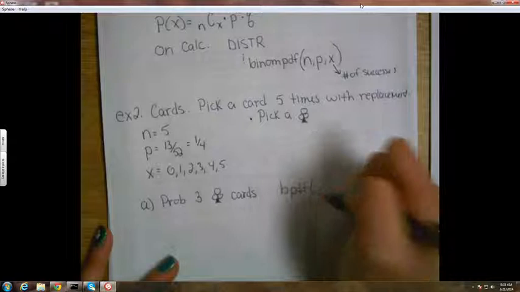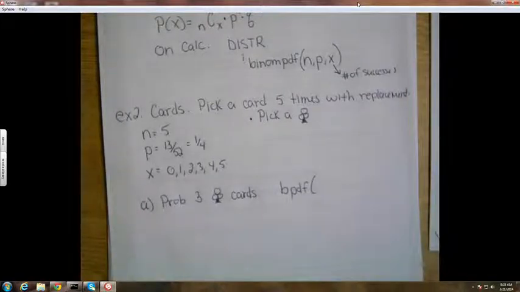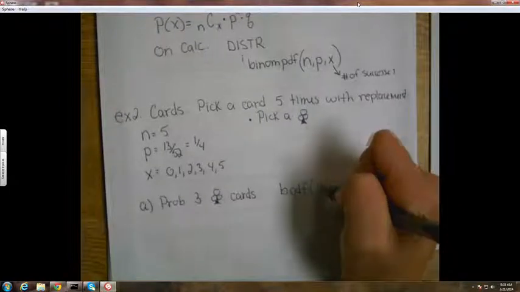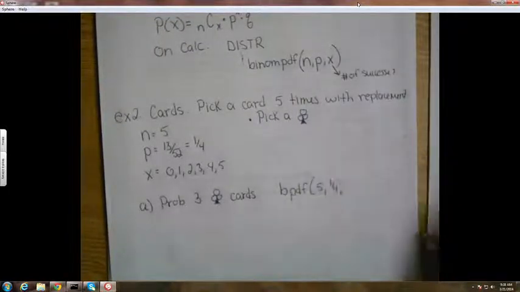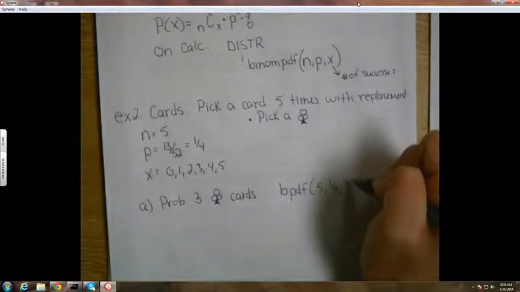Tell me what I have to feed the calculator here. In what order? 5 trials. 1/4. Exactly 3 successes, so a 3 has to go there.